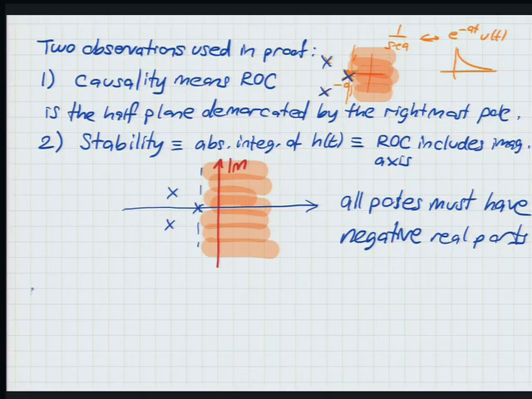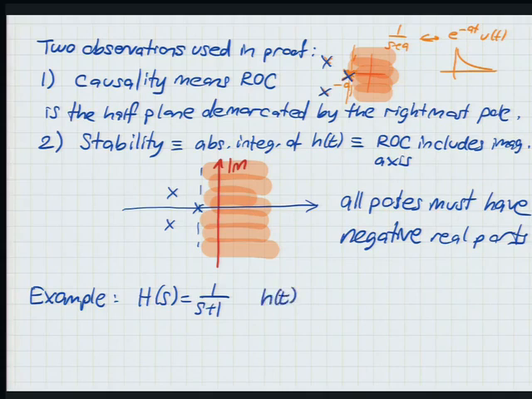Start simple. H of s is 1 over s plus 1. Since I know this is the transfer function of a causal system, that's the assumption of the theorem, right? Then h of t is a right-sided signal, which is e to the negative t u of t. What is another signal that would have given you the same transfer function? That's a pop quiz for the beginning of last lecture.